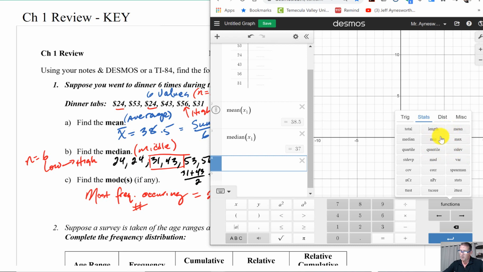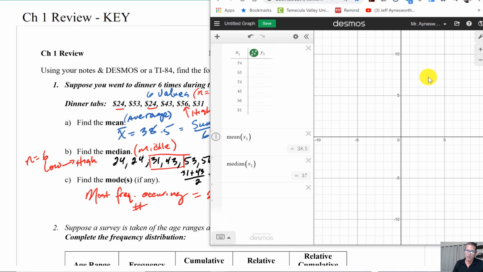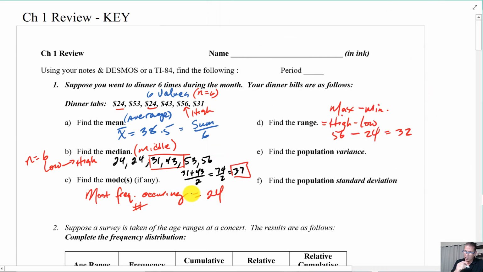Total length, mean, min, max, range. Well, guess what? It gives you the options of min and max. So you could use this to find the min and max, but it's too easy, so we won't do that. Okay. Now the population variance. So let's get the population standard deviation first.